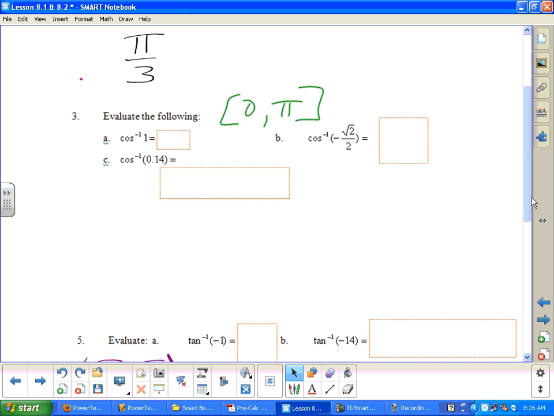Oh, I'm sorry, I went to 3. I'll hit 2, 4, and 6. I skipped 3. Okay. All right. When is cosine equal to positive 1? Okay, it's 0. So this is 0.